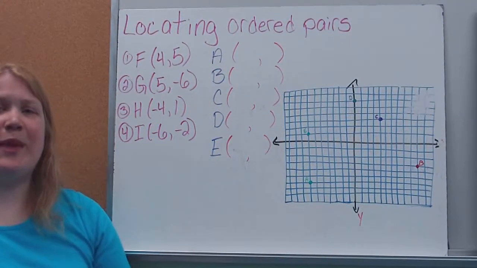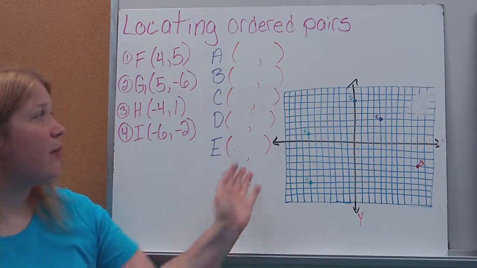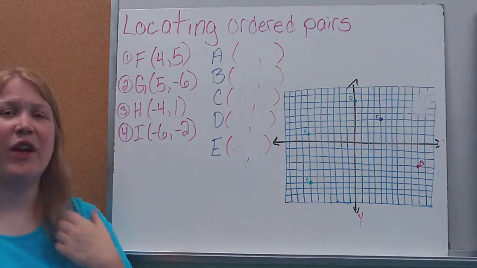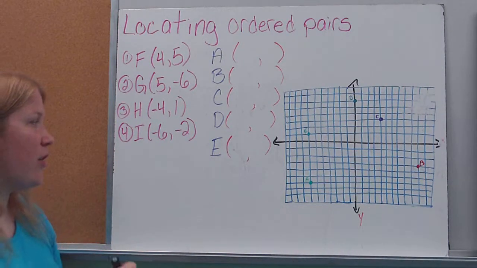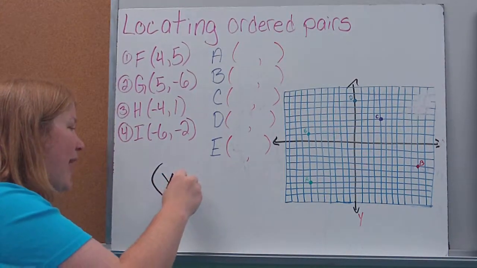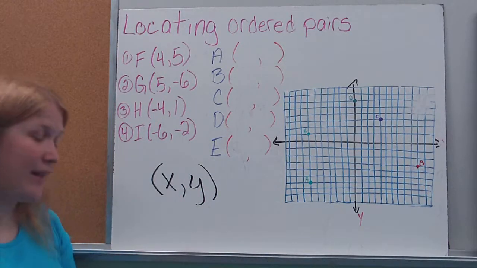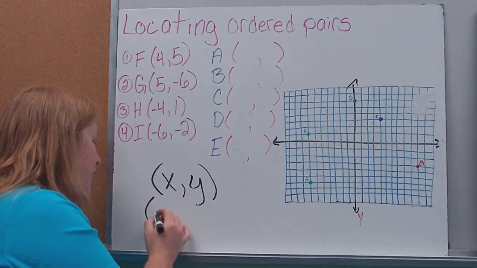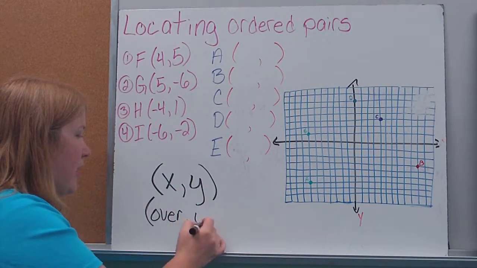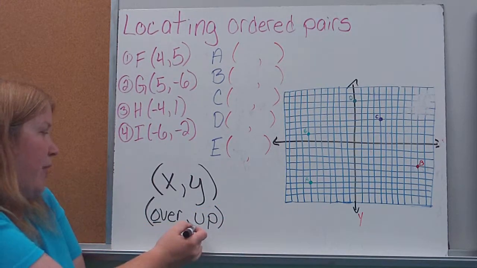All right, so we want to be able to locate these ordered pairs on here. I have some points that I've already put on here that we'll find the coordinates for, and then I have a couple that we'll plot ourselves. The important thing to remember is it's always x and then y. It goes in alphabetical order, x and then y. The other thing I like to say is over, we go over left or right, and then we go up or down. Again, still in alphabetical order.